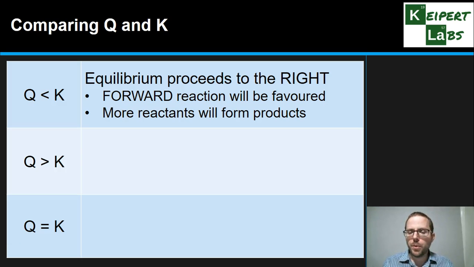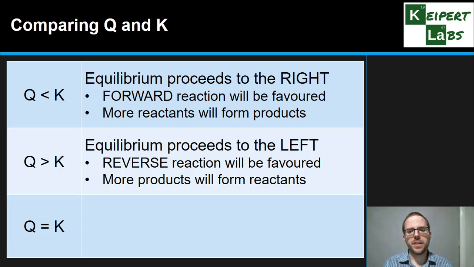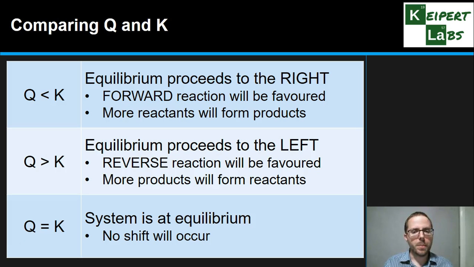But what happens if Q is larger than K? Thinking about that fraction again, it suggests that our product side is too large and our reactant side is too small. So the equilibrium is going to proceed to the left. We're going to shift towards the left and favour the reverse reaction, turning products into reactants. And what if Q is exactly equal to K? Then we are at equilibrium. There's not going to be any shift either way. We're not going to favour either reaction because we've reached the point where Q and K are equal, so we don't go any further from there.